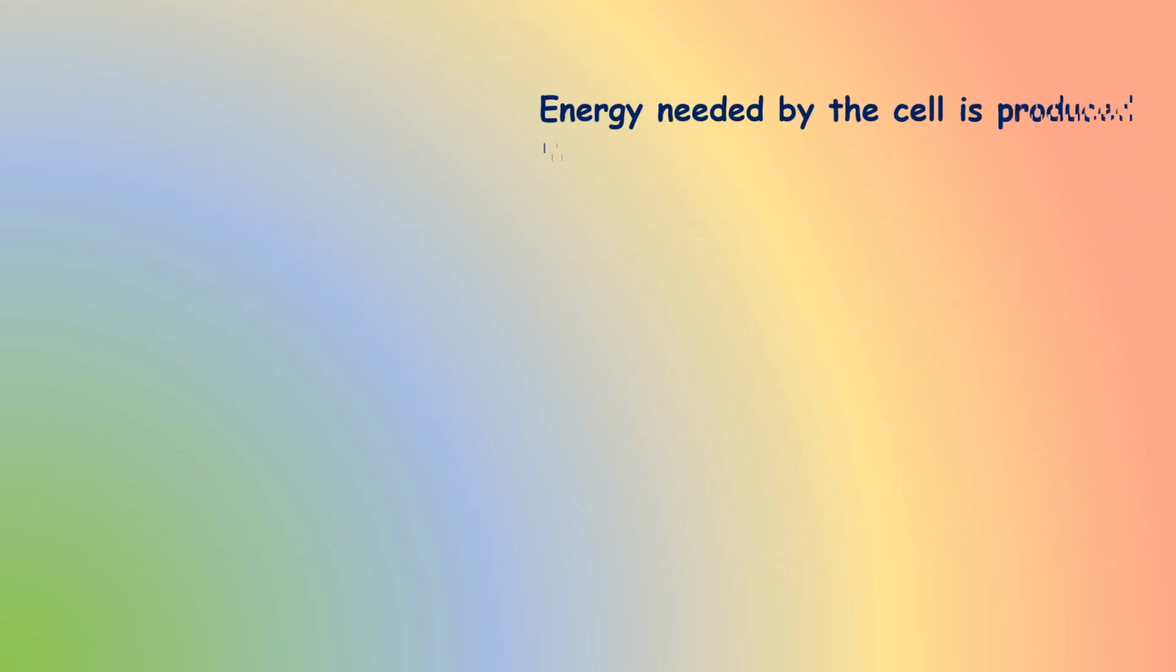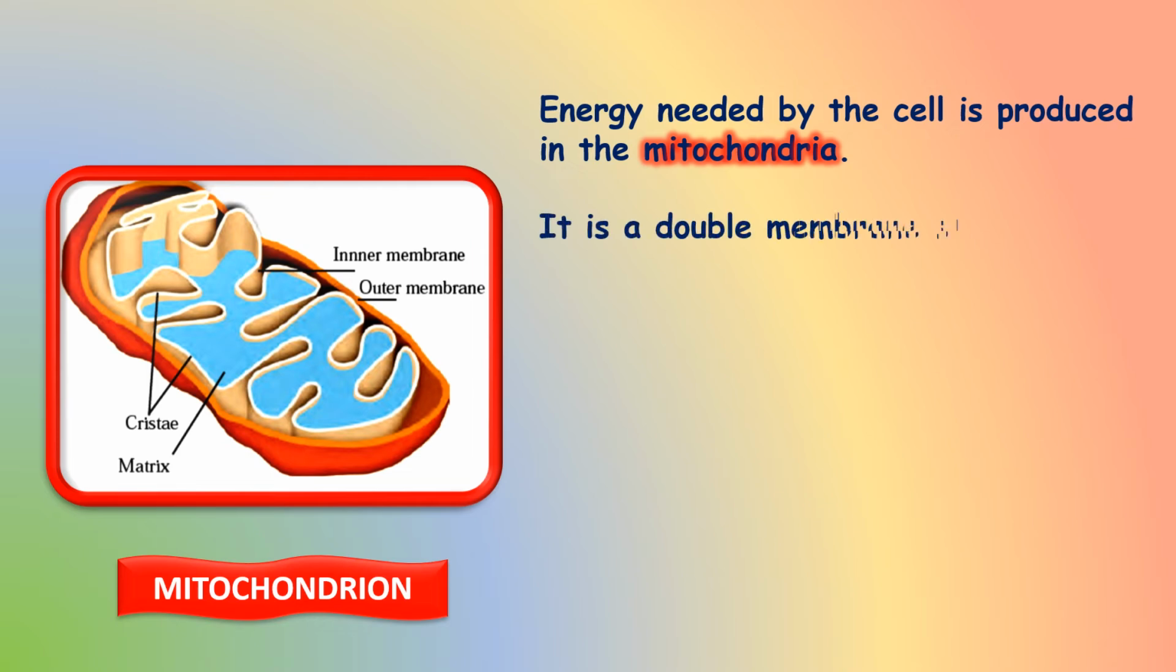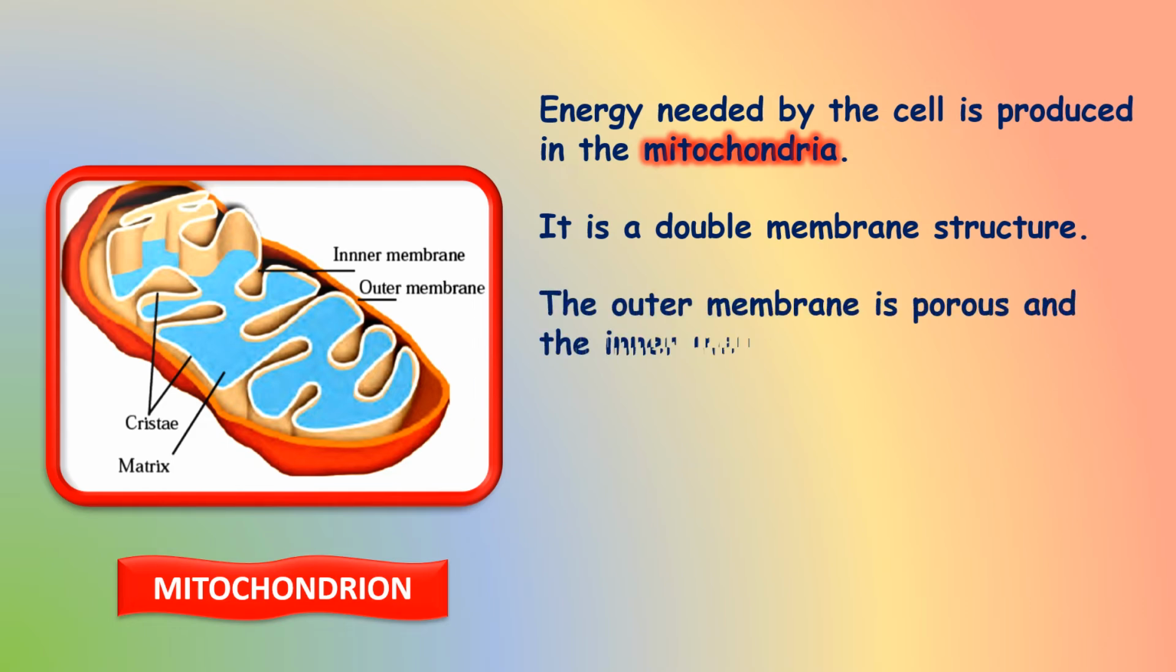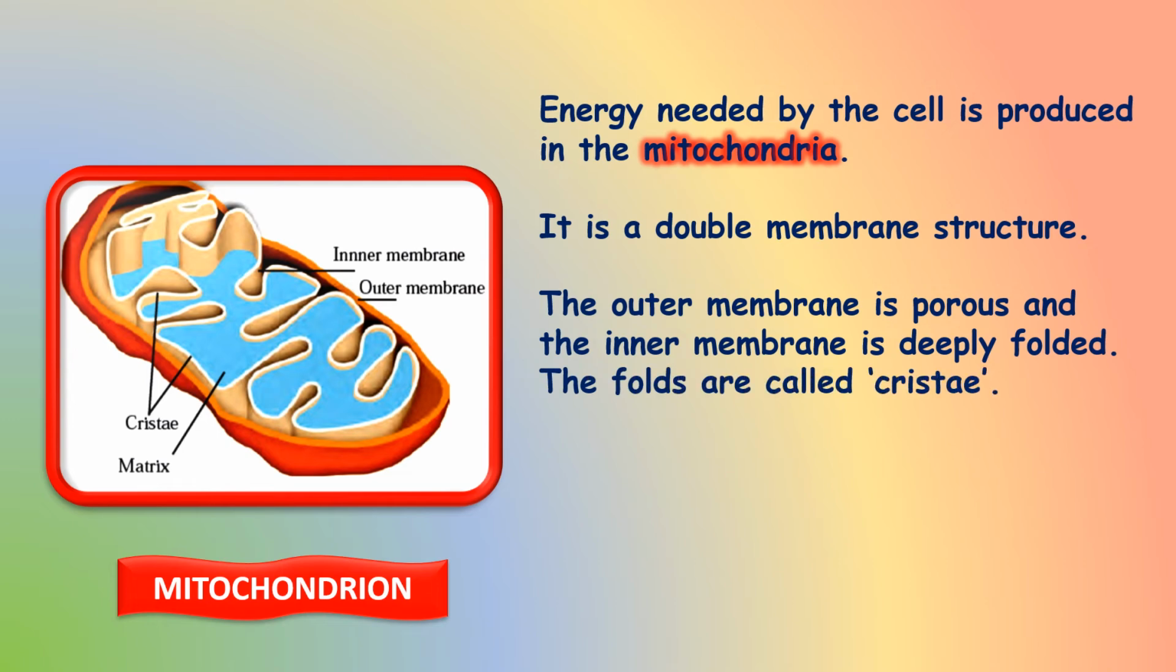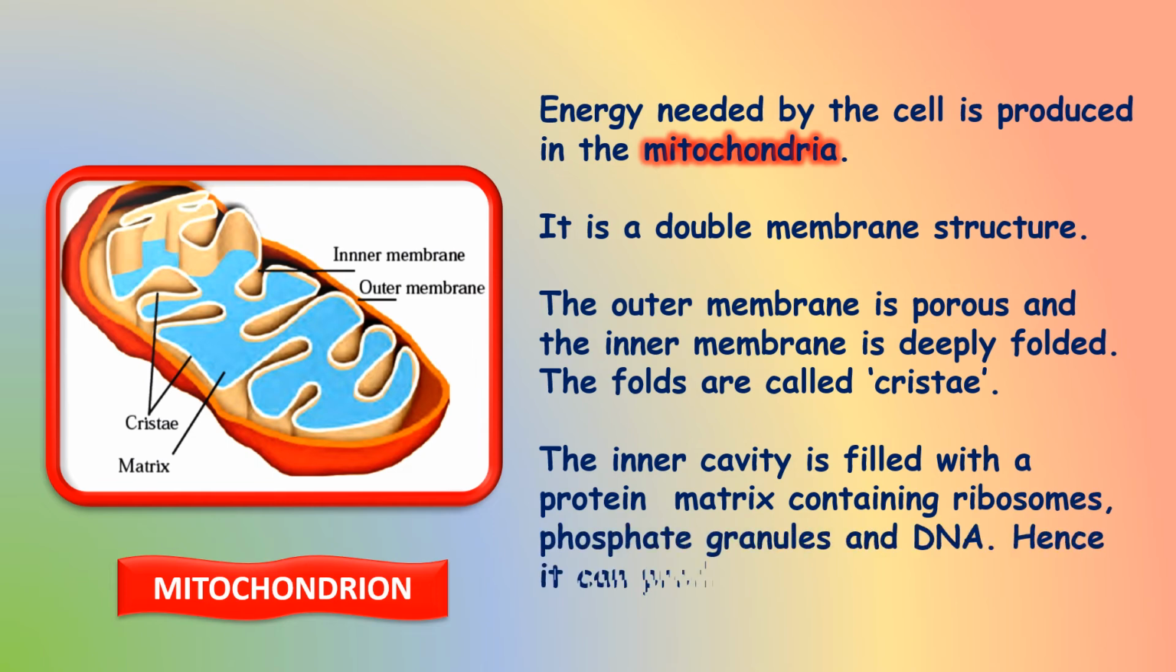Energy which is needed by the cell is produced by another organelle called the mitochondria. It is a double membrane structure. If you can see in the picture here, there's an outer membrane and the inner membrane. The outer membrane is porous, like a sponge, and the inner membrane is deeply folded, and these folds are called cristae. The inner cavity is filled with a protein matrix containing ribosomes, phosphate granules, and DNA. Hence, the mitochondria can produce its own proteins.